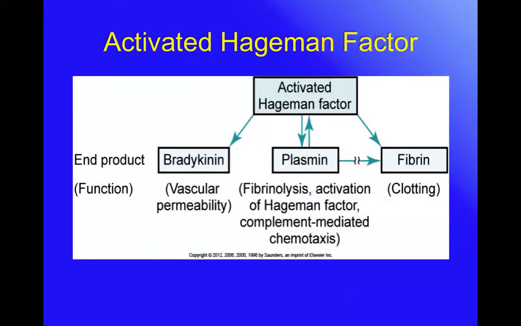This slide summarizes what happens when Hagemann factor is activated. It shows the three end products, bradykinin, plasmin, and fibrin, and their functions. Besides bradykinin, the activation of Hagemann factor leads to the synthesis of plasmin and fibrin. Fibrin is involved in clotting. Plasmin helps to break apart fibrin clots and also stimulates more Hagemann factor, thereby sustaining the inflammatory response. Finally, plasmin also activates another important source of mediators found in the complement system.